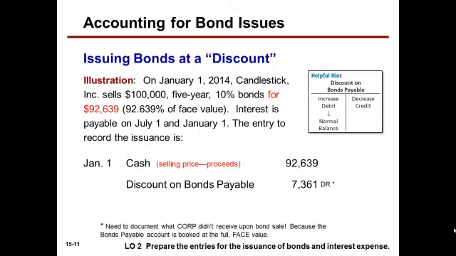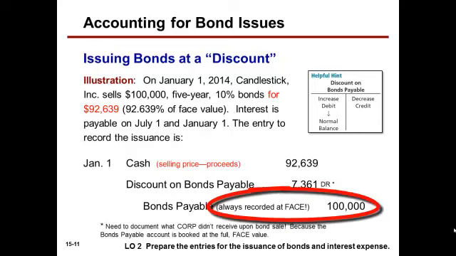Why? Because the bonds payable account will be booked at the full face value. That is, bonds payable is recorded at $100,000 credit, increasing that liability. It's always recorded at face value. That's the amount that's owed at maturity.